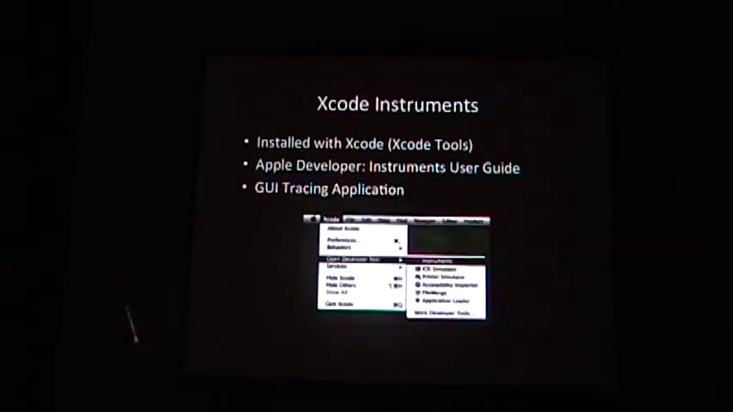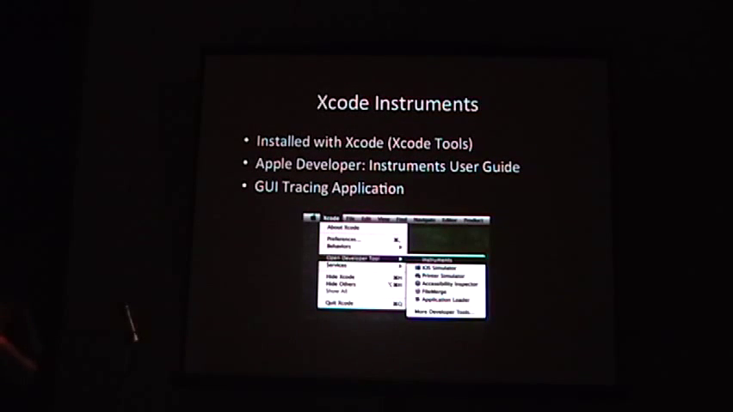Xcode Instruments, this is the GUI version, and I'll use the term version loosely because it has as much functionality as DTrace, but DTrace is a small part of Instruments. It's a graphical version of it, but it has a lot more functionality built into it. You can look at this and play around with it for hours. It's really neat. Most people don't know it's there. It's installed with Xcode. I think you actually now have to install it separately. It's called Xcode.